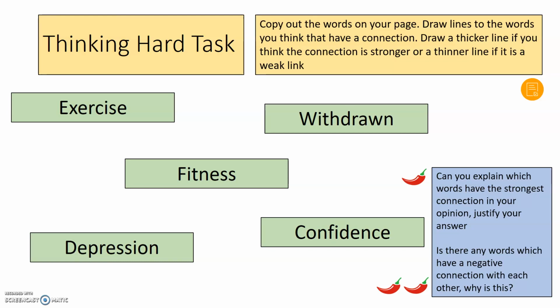Okay, so hopefully you've come up with a couple of answers there for the differentiation tasks. You may, for example, have put depression and exercise together as a negative connection, because if we're depressed, it's less likely that we're going to exercise. So there's a real relationship there between depression and a lack of exercise.